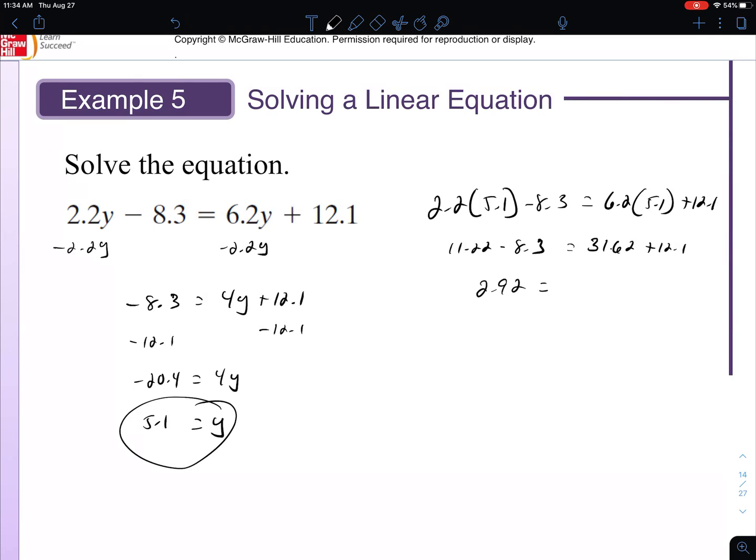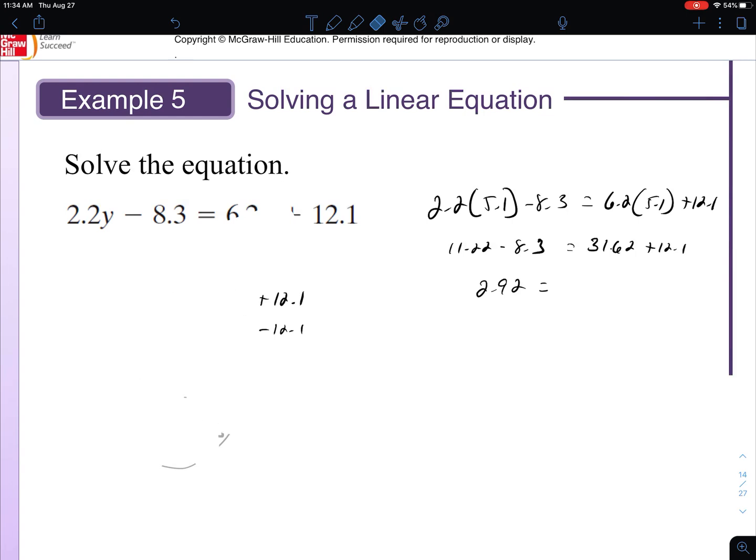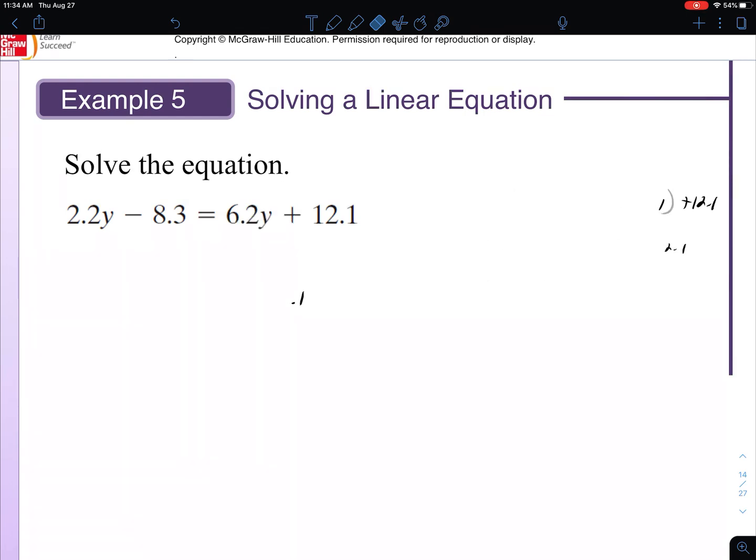2.92. And then 31.62 plus 12.1. So here we got two different values, so we're going to go ahead and double check it again. We're going to do it from the beginning, just in case we made a mistake somewhere.